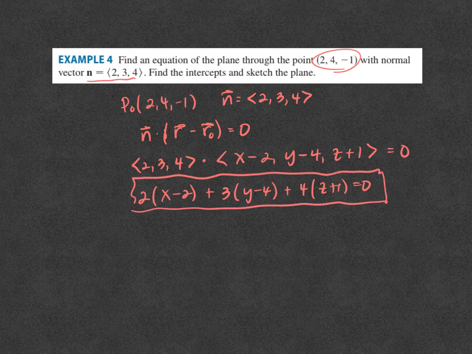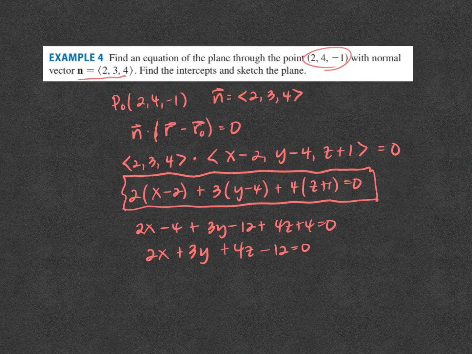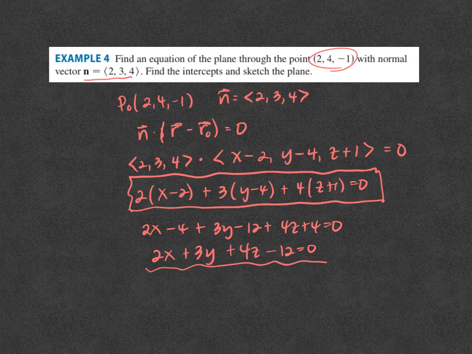Now they may want it in a linear form, so let's go ahead and distribute. So we say 2x minus 4 plus 3y minus 12 plus 4z plus 4 equals 0. So 2x plus 3y plus 4z, and then we're going to combine the -4, -12, and +4 to be -12 equals 0. I really like equals 12, but the textbook tends to lean towards -12 equals 0. I'm really okay with either way. So this is the plane.